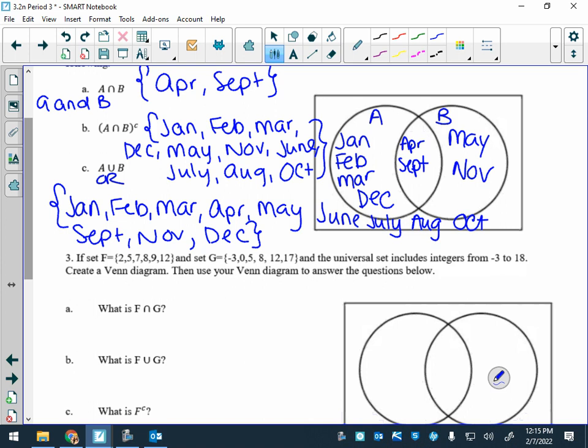Okay. What is not in A and B? It's everything excluding that middle. Okay. If it's A and B, it would be April and September. Okay. How about if I asked for this? A with that little C. Anything that is not in A. So what would that be? John? Perfect. Okay. So you guys are going to try one on your own.